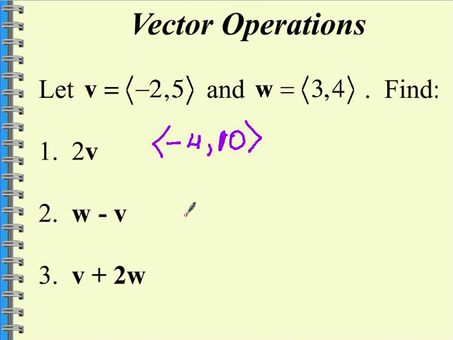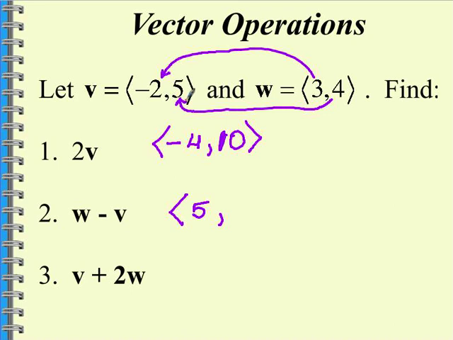1. Okay, so w minus v says I'm going to take 3 here minus -2. 5. So 3 minus -2 is 5. Then I'm going to take 4 minus 5, which is -1. That is what w minus v is. You just do whatever operation it asks.